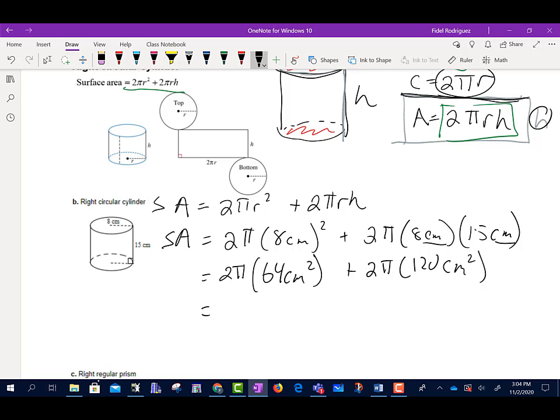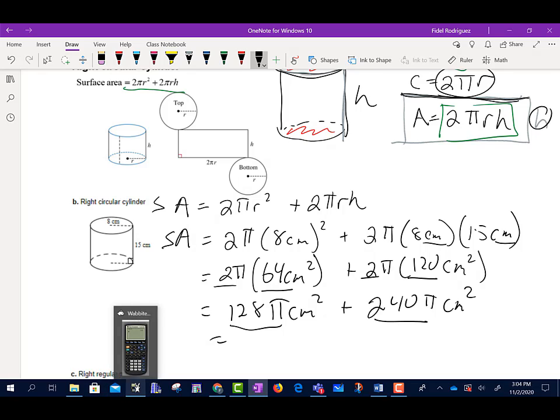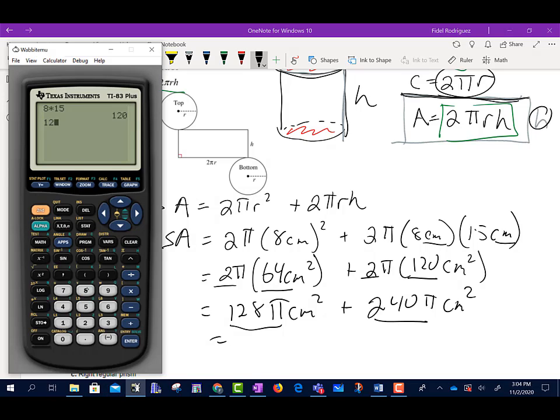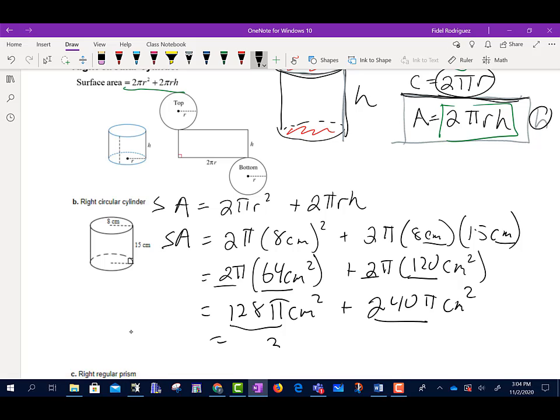And so 2 times 64 is 128 pi centimeters squared. 2 times 120 is 240 pi centimeters squared. And now we're just going to add these two pieces together. So what is 128 plus 240? I'm coming up with 368 pi centimeters squared.